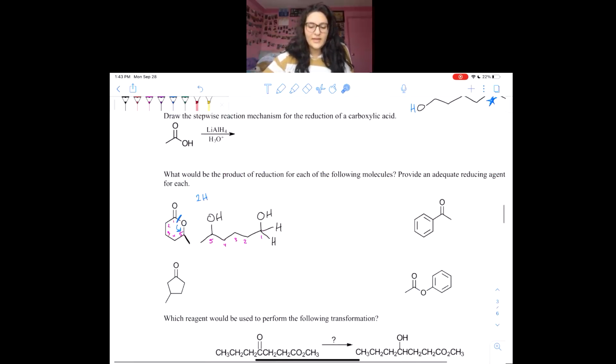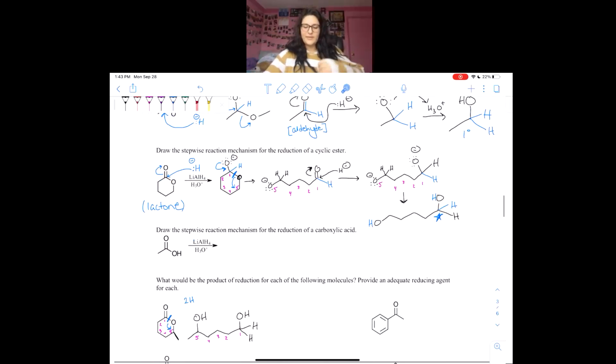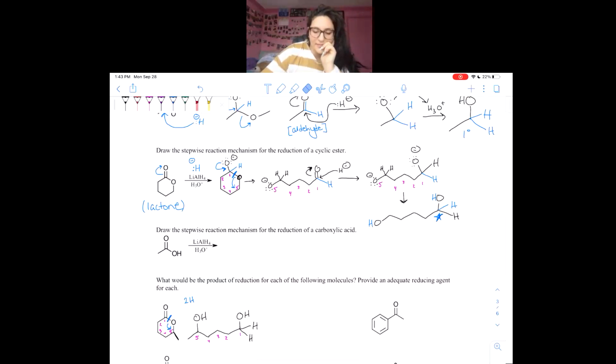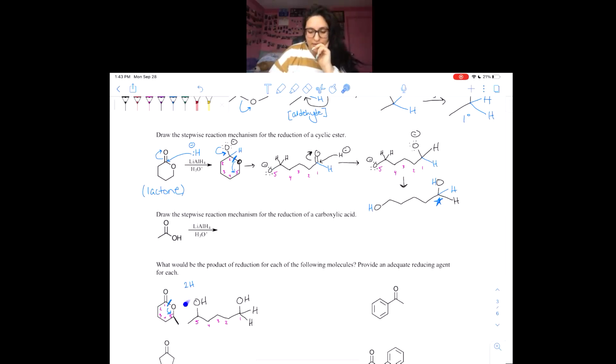And then if you still don't see it, I suggest going back up here, because over here we saw that when we attacked right here, we had to break open the chain to reform the double bond. So this oxygen was left over with a negative charge, and then it had to be protonated to get our final product. And so we're doing the exact same thing over here, except we have an extra methyl.